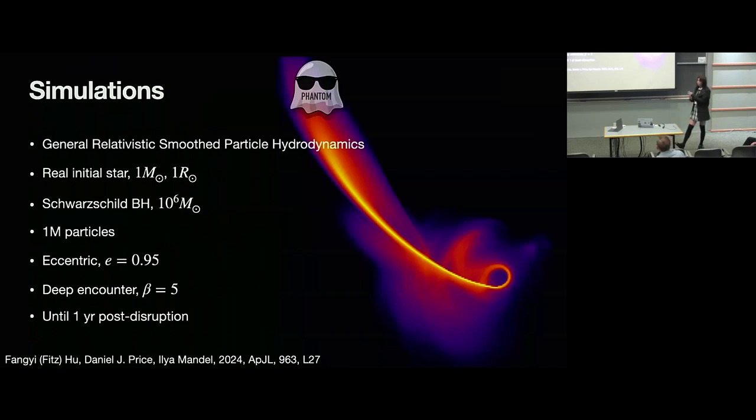We ran some 10 million particle simulations, but they're too expensive and they're still in process, so I only present the 1 million ones here. And since it's expensive, we chose to do eccentric TDEs because they have shorter time scales. Also a deep encounter, beta 5, is really deep, and that's also for the sake of time.